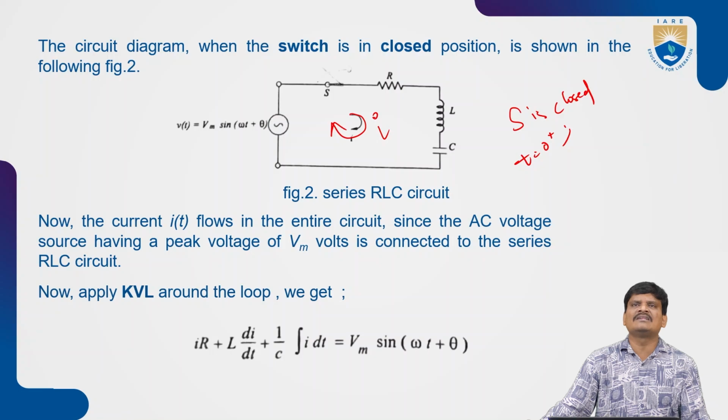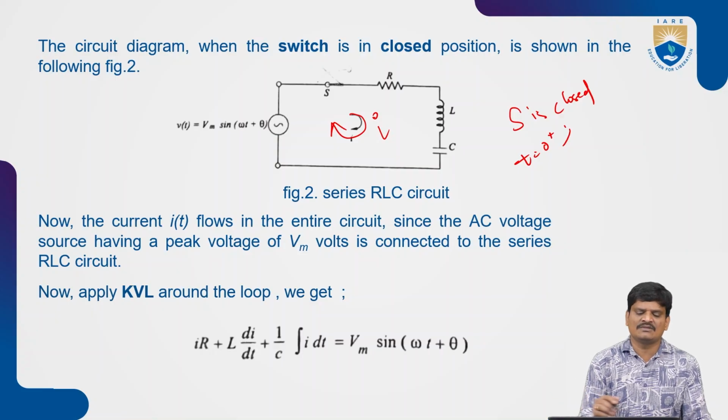In order to calculate the value of the current for the above circuit when the switch S is closed at t equal to 0 plus, I need to apply the basic concepts of electric circuits, that is what?